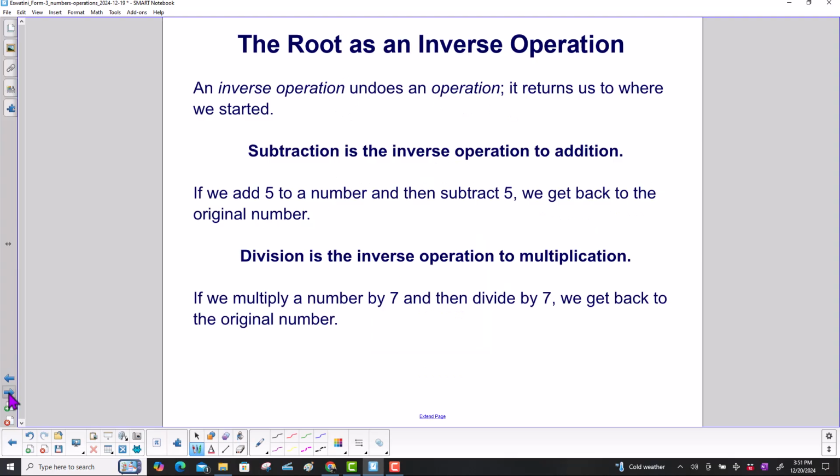An inverse operation undoes an operation. It returns us to where we started. So, for example, subtraction is the inverse operation to addition. If we add 5 to a number and then subtract 5, we get back to the original number. Division is the inverse operation to multiplication. If we multiply a number by 7 and then divide by 7, we get back to the original number.